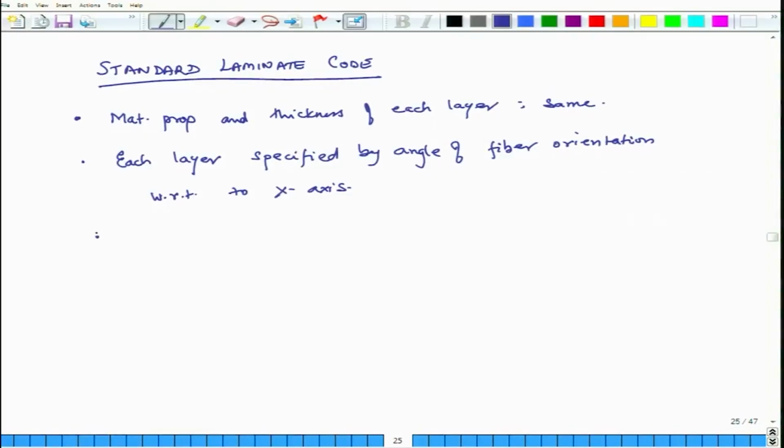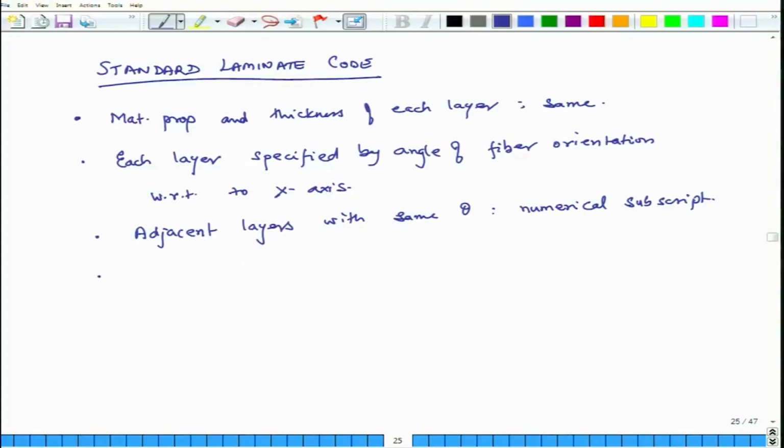Some other conventions we always follow. If there are two adjacent layers with the same angle theta, let us say two layers are 30 degrees and they are just sticking to each other, then we can use a numerical subscript. We will see examples.